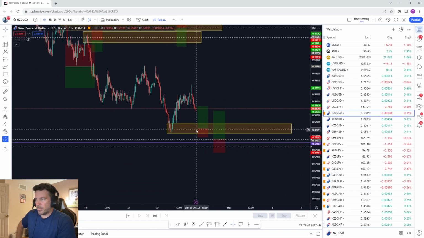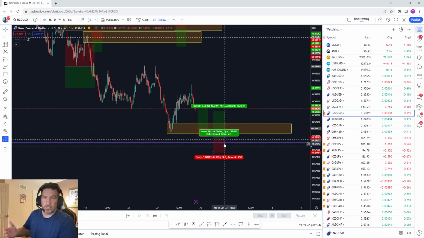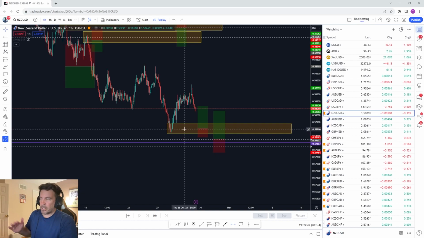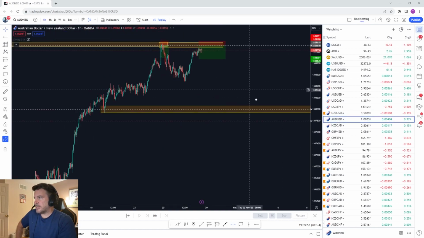I don't think I would pull the trigger on this particular order block here. I might wait for it to get lower. If I'm going to lose, guys, I'd rather lose on the lower order block or a better position here. So that's NZD USD.